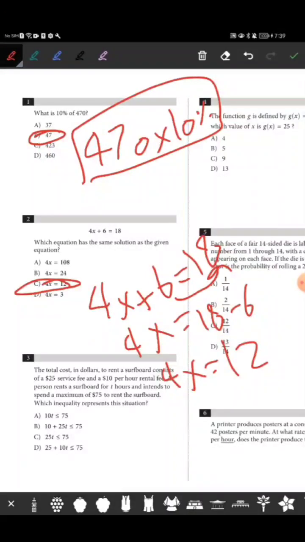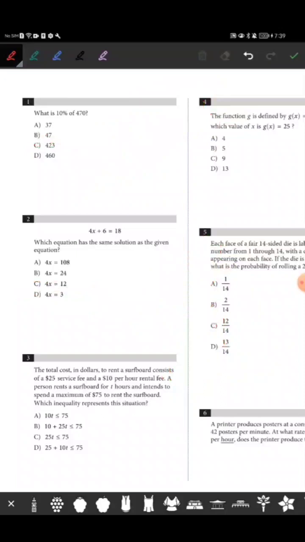Moving on to the third question. The total cost in dollars to rent a surfboard consists of a $25 service fee and a $10 per hour rental fee. A person rents a surfboard for 40 hours and intends to spend a maximum of $75 to rent the surfboard. Which inequality represents this situation?